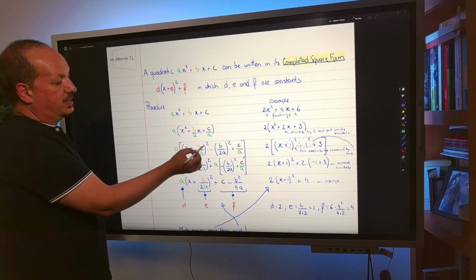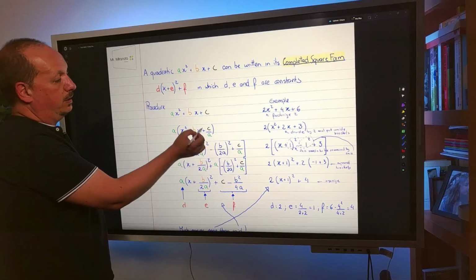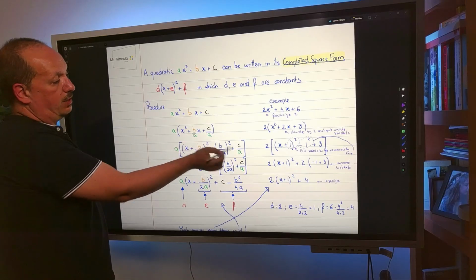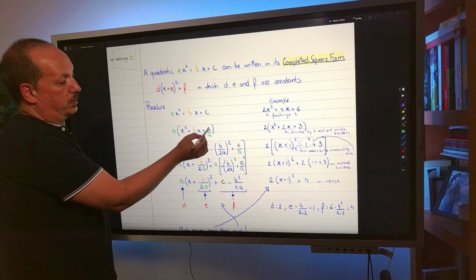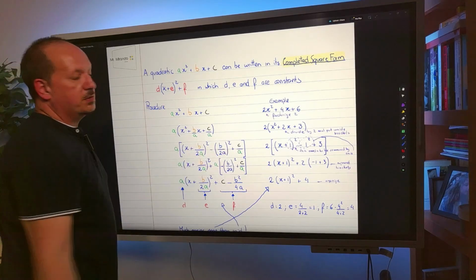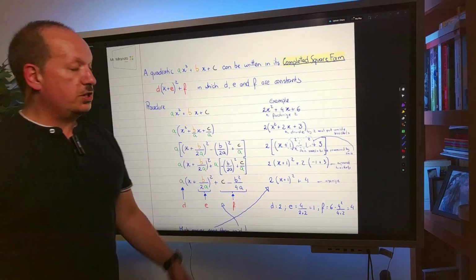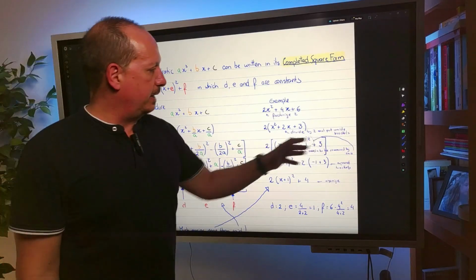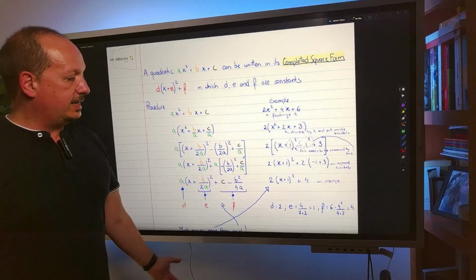minus whatever this is squared, then you just add whatever you have there. If it is plus c over a, that's the plus c over a. If it was minus c over a, then it is minus c over a. Then do the calculations and expand the outermost brackets, and it's done.